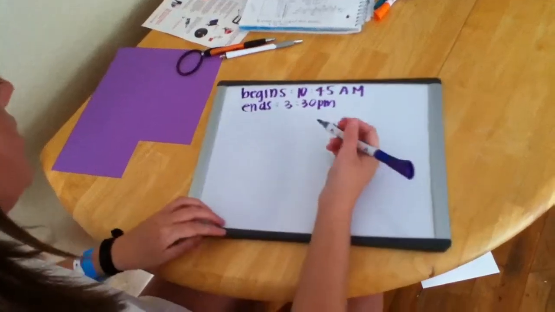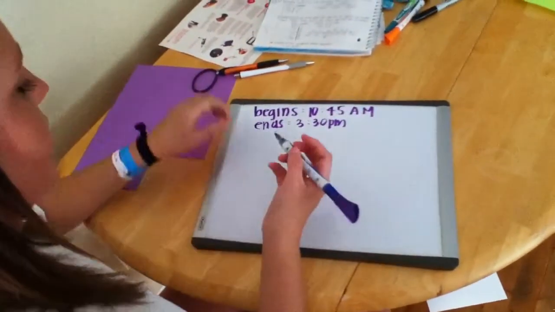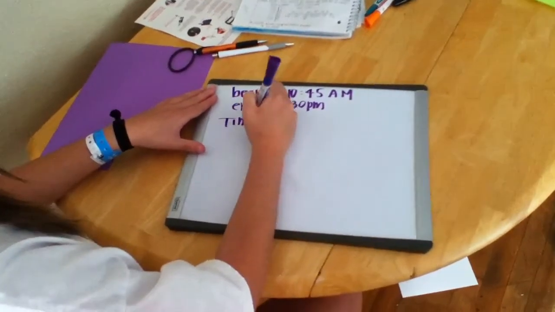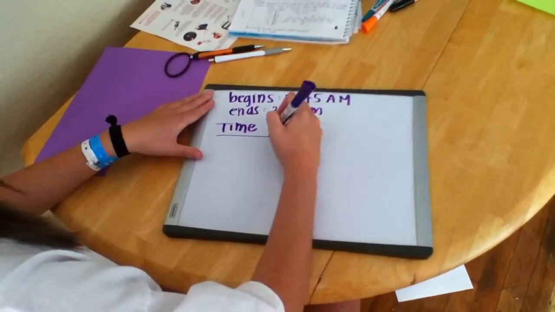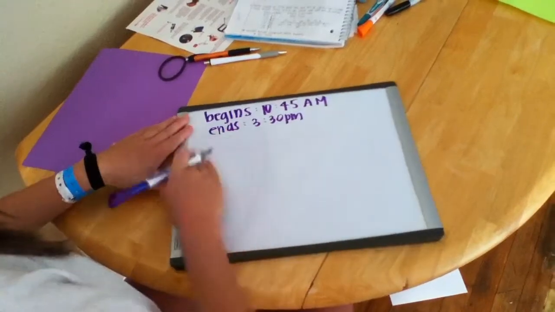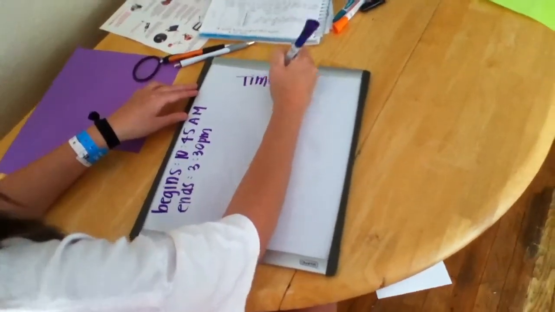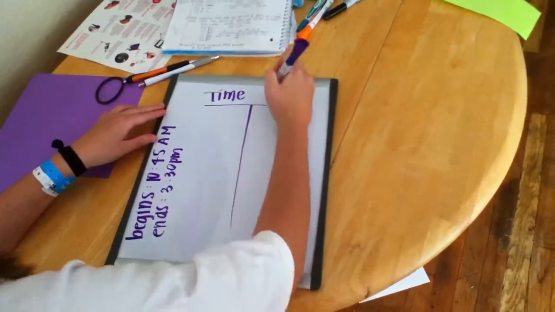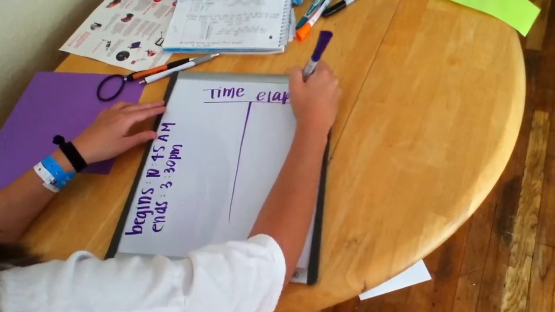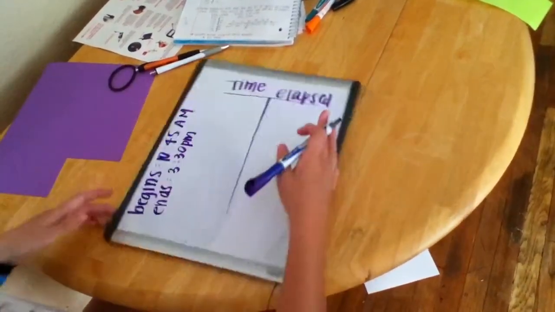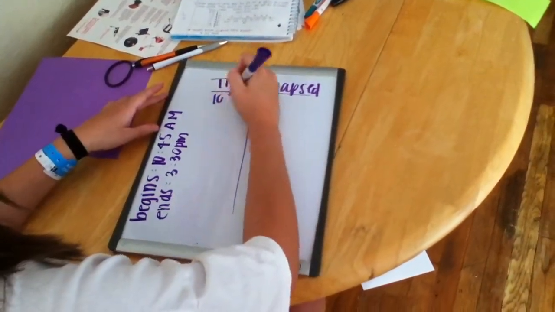So how we're going to do this is we're going to set up a table with the elapsed time. So we're going to put time on one side, and then elapsed. So when we look at our problem, it says we begin at 10:45. So 10:45 a.m.